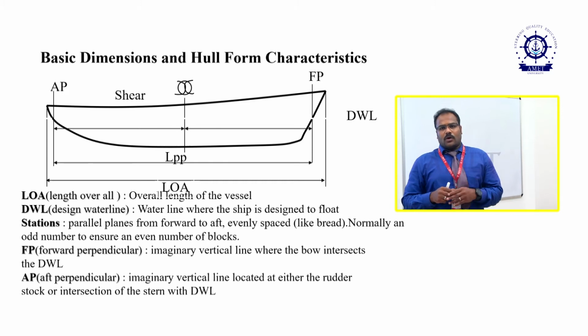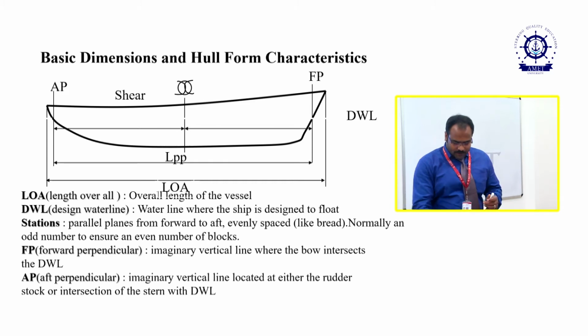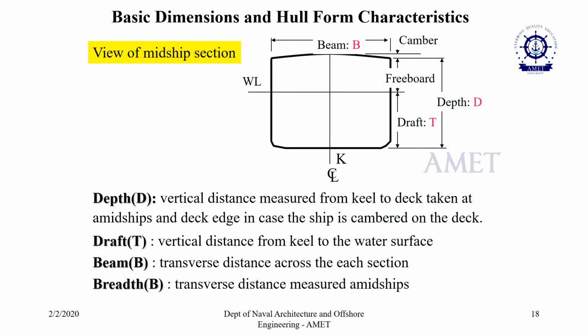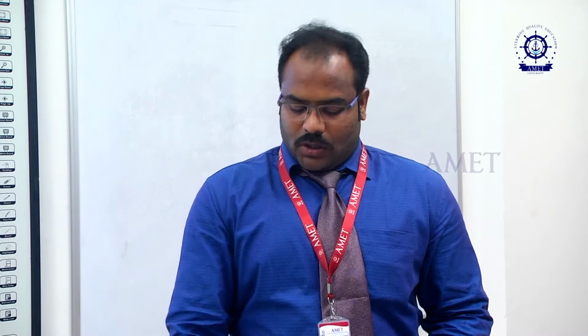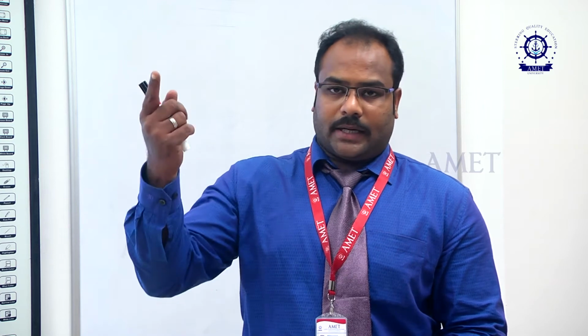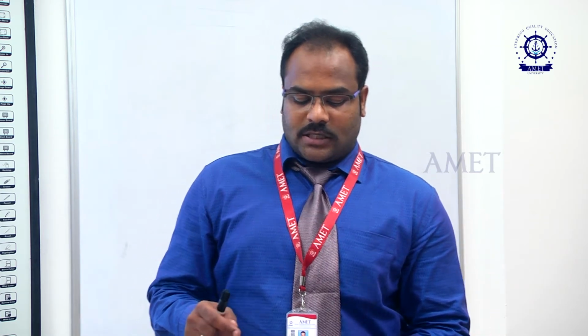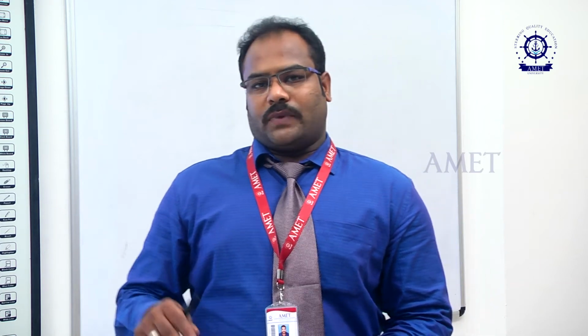In the breadth you have breadth molded. Let me change the slide. In the breadth you have your breadth, beam, depth and then draft. So what is meant by each, we will see the definitions. One is depth. Depth is the vertical distance measured from keel to deck, taken at amidship and deck edges, in case the ship's deck is cambered.